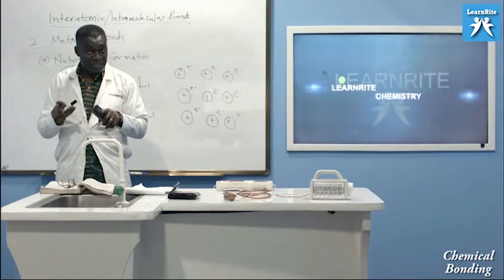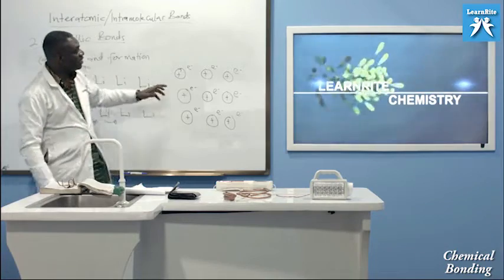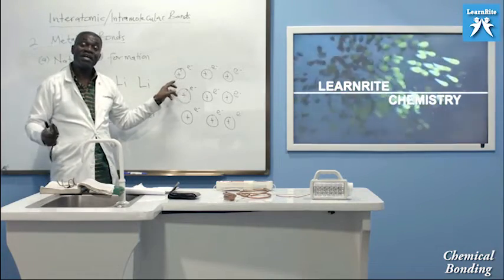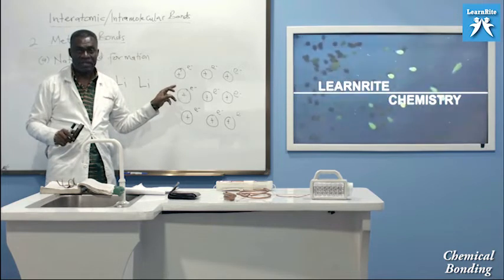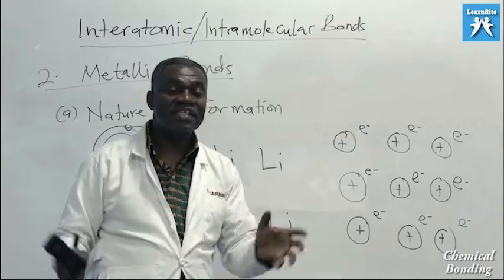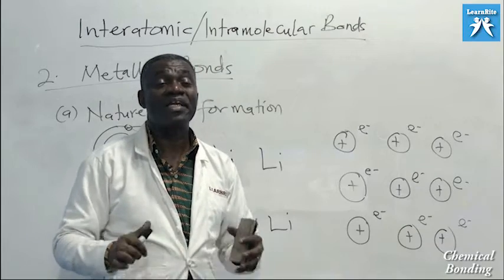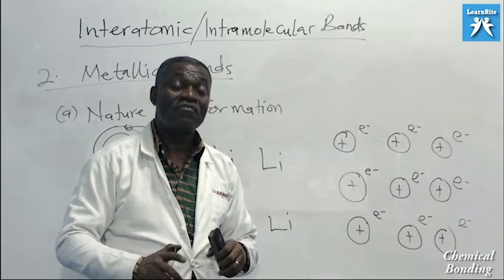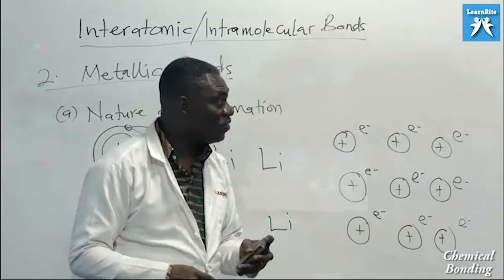Metallic bonding, I'm now defining it. Metallic bonding is a force of attraction. Some people will even use the electrostatic force of attraction to qualify it better. Metallic bonding is the electrostatic force of attraction between the delocalized electrons. The delocalized electrons means that the electrons are not fixed. Some people say they use delocalized, free, or mobile. All of them are accepted.